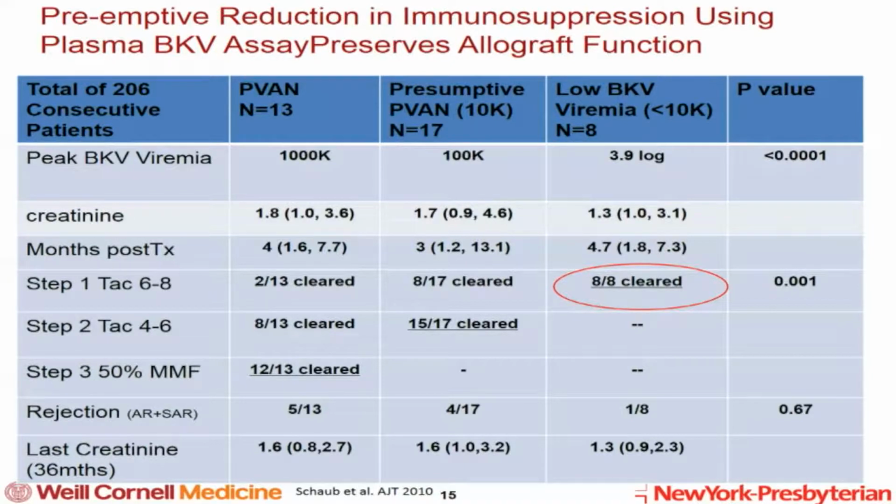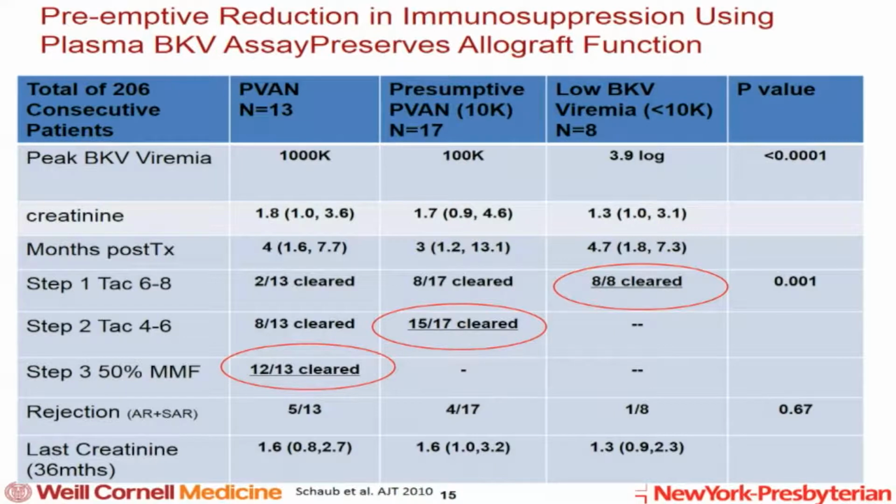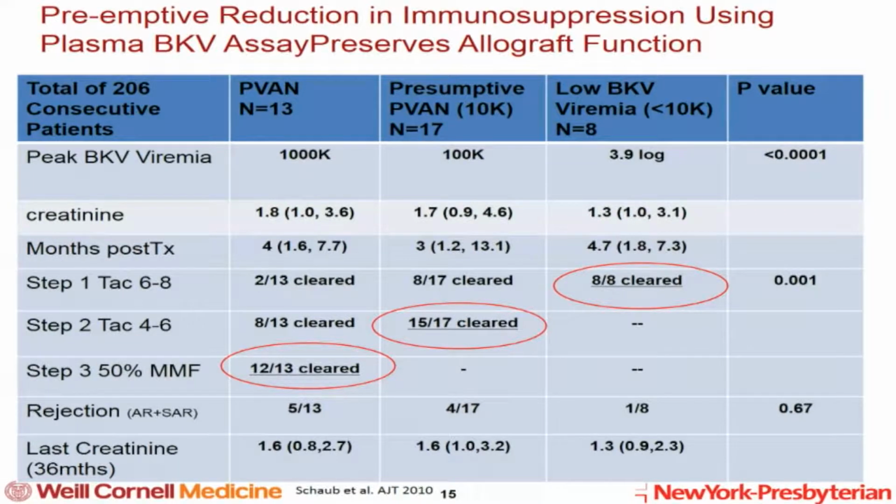Only one person developed a subsequent rejection episode. In the presumptive cohort, 15 out of 17 cleared with reduction in tacrolimus and subsequently additional reduction in tacrolimus, and then no additional benefit was obtained with CellCept. In that cohort, the rejection rate was 4 out of 17. So reduction in immunosuppression is associated with a potential risk of increasing acute rejection episodes, despite not having biopsy-proven BKVN and high copies of BKV in the blood.